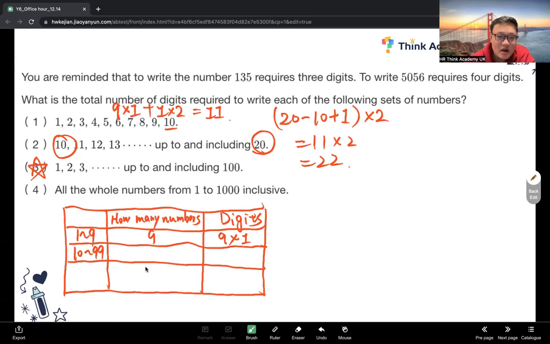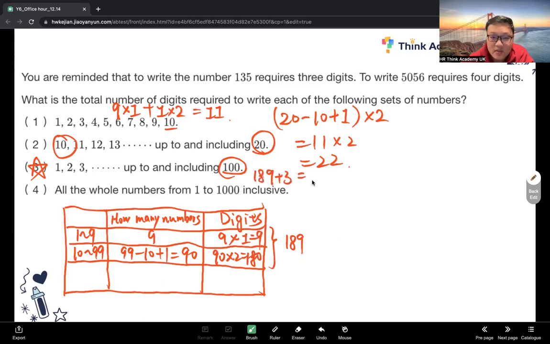10 to 99. How many numbers are there? 99 minus 10 plus 1, which gives you 90 numbers. And each number you're going to use 2 digits will be 90 times by 2, which is 180, right? So this one equals to 9. And so far, from 1 to 99, you have 189 digits in total. And for 100, let's answer the third question. This 100, you still need to get 3 more digits, so that'll be 189 plus 3, which gives you 192. That's why it's the answer to the third one.